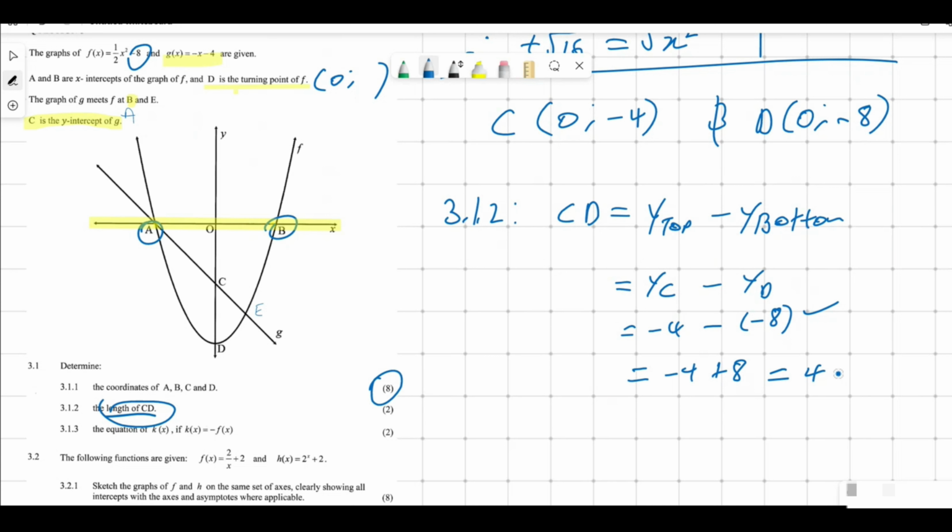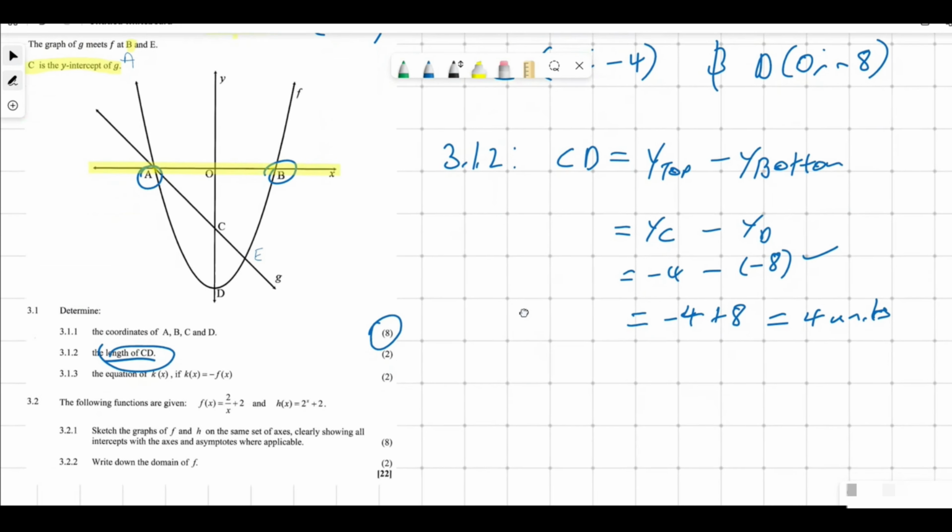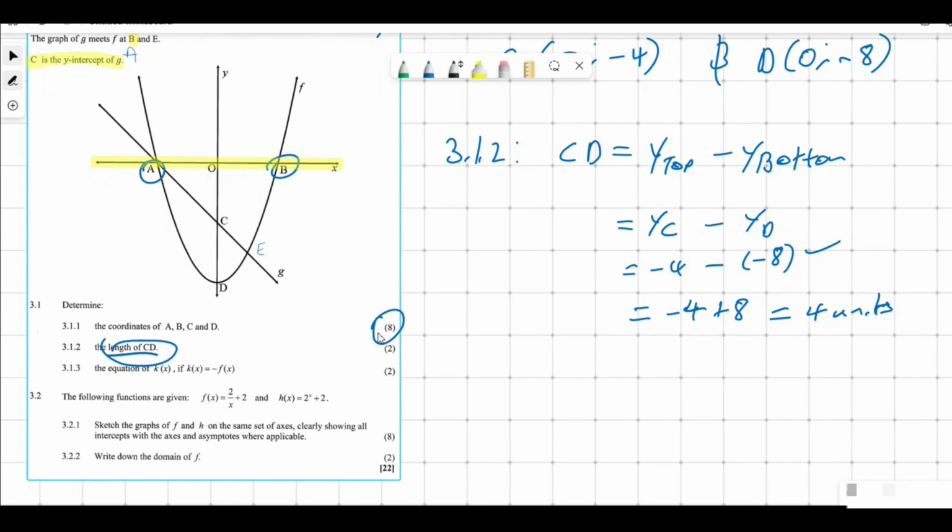Please, the length is always positive. The moment you get a negative length, it only means that instead of starting with the value of y at top, you started with the value of y at the bottom. That's why you'll get a negative answer. Then your length must have the SI units. Here, since we don't have centimeters or meters, we will write 4 units. That is 3.1.2. As you can see, we already get 10 marks.